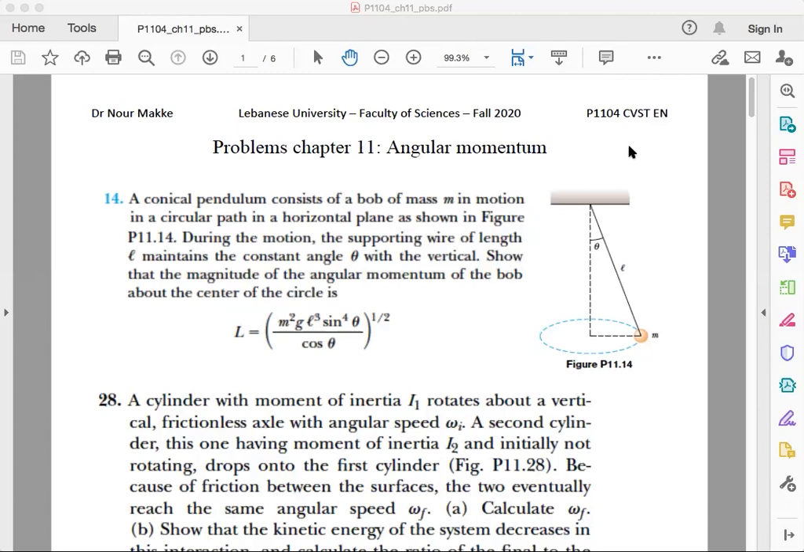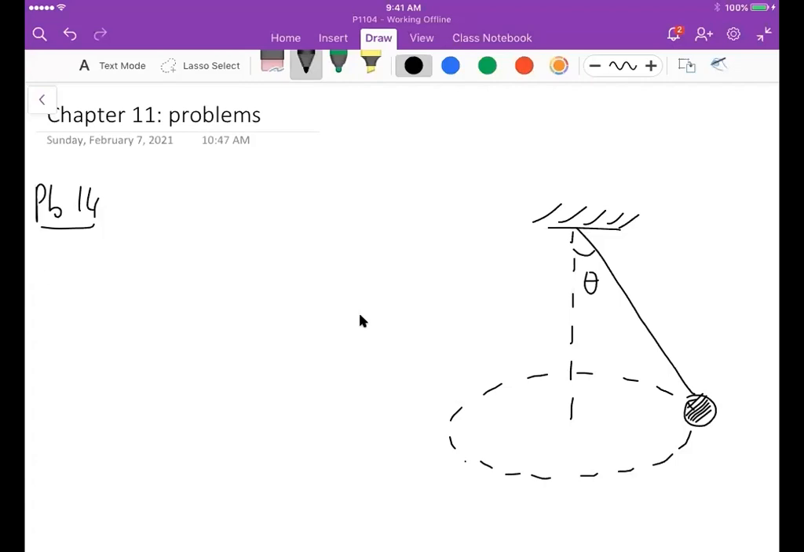Let me share the whiteboard. So here it is, this is the drawing we described. We have the bob, this string. The length of the string is given by L, small l. And we have theta, the angle between the string and the vertical line. We are asked to find the angular momentum of the bob.